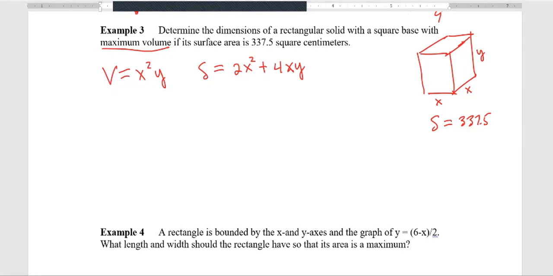Now I'm trying to maximize volume, so I have a volume formula for my drawing as X squared Y. And I have a surface area formula, which is 2 of these bases at X squared apiece, and then 4 sides, X times Y is each of the 4. So that's the surface area. Now that's my secondary equation. I see here, this is secondary, and this one here is the primary.